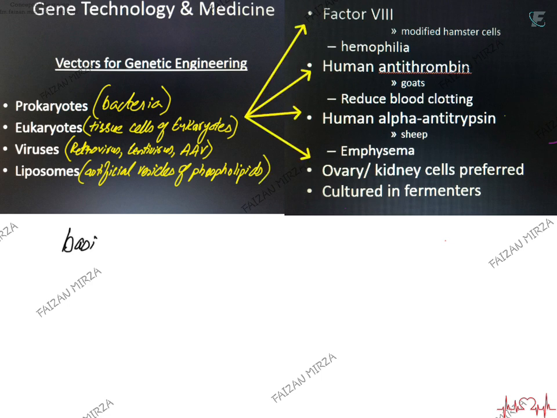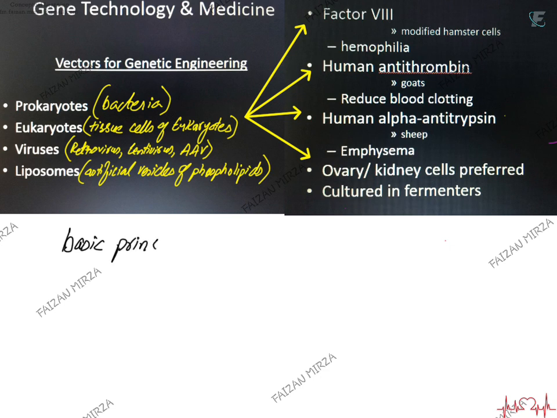You can see the vectors which have been used so far. For example, human factor VIII can be produced using a eukaryotic vector, modified hamster cells. This is an example, and it treats hemophilia. Human antithrombin reduces blood clotting. Goat cells are used here. Human alpha antitrypsin comes from sheep cells, and this helps in the management of emphysema. Ovarian kidney cells are preferred and they are cultured in fermenters.